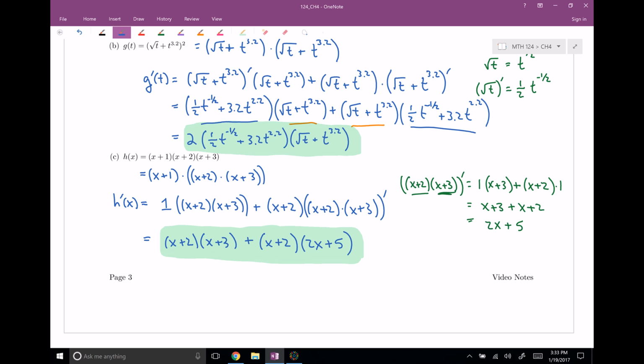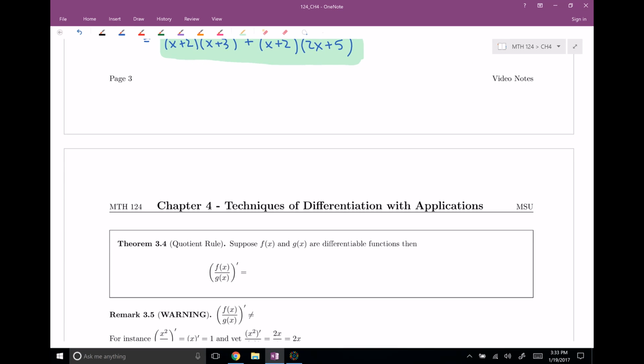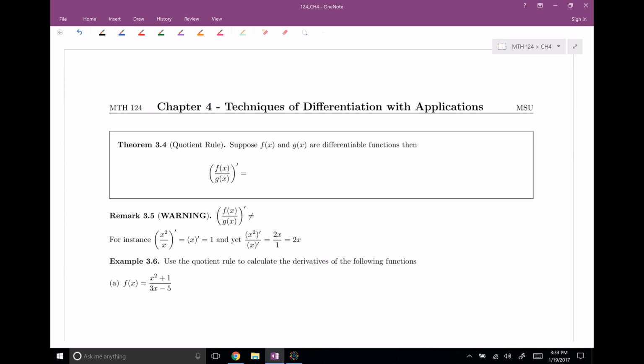Okay, that's the end of the product rule. That's half the video right there, half of the section. The other thing, the quotient rule, right? So the section's called the product rule and the quotient rule. So here we go, the quotient rule. Again, just like before, the product rule is not so easy. The quotient rule is also not so easy.